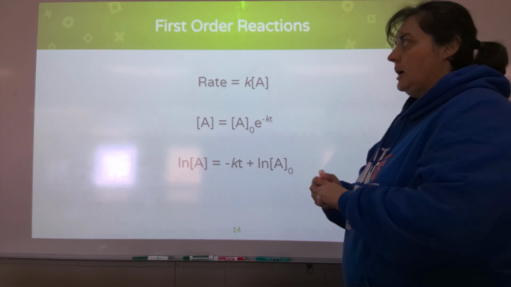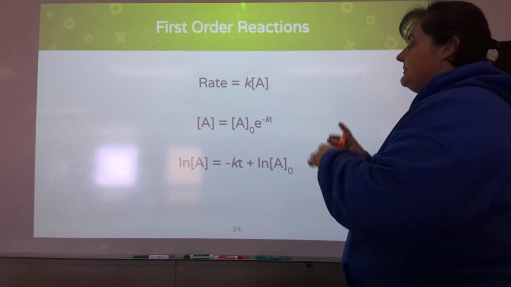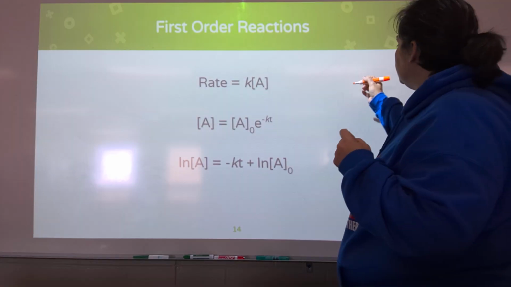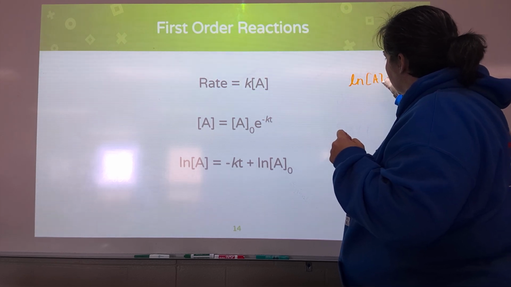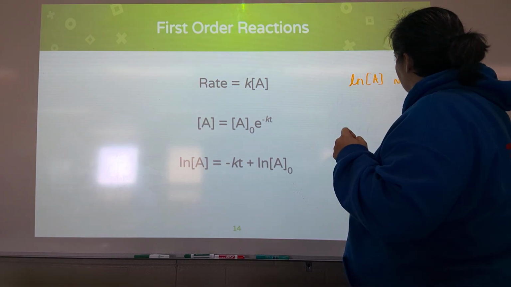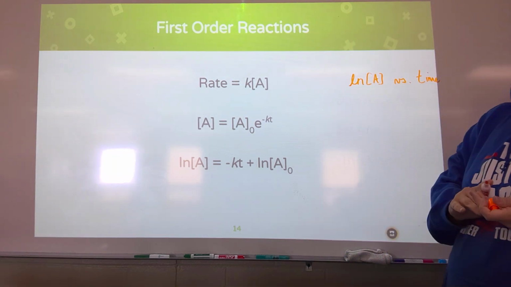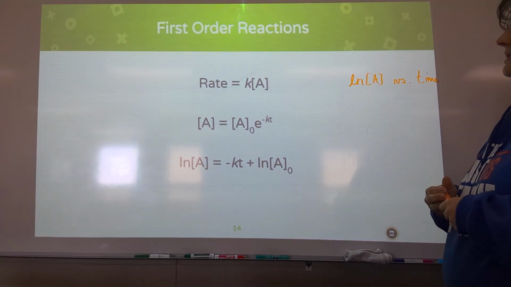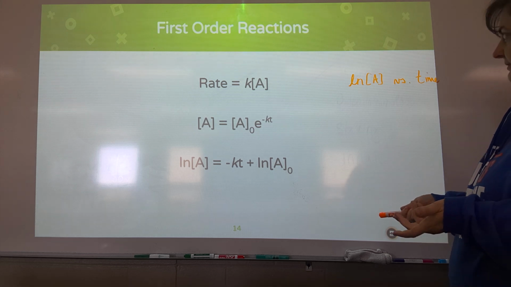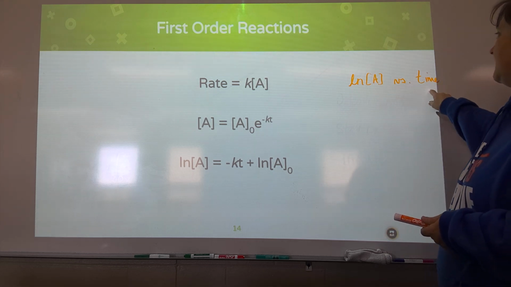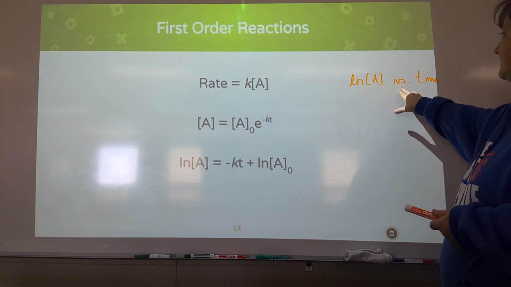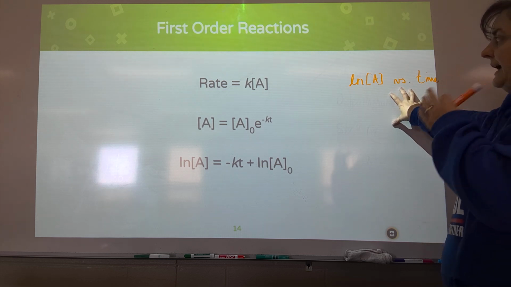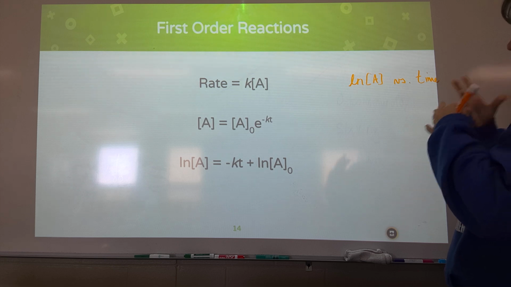So in order for a reaction to be a first order reaction, we would graph the natural log of A versus time. If this graph gives us a line, then that is the reaction order for A. If it does not give us a line, then our reaction is not first order in A. And when we say the natural log of A versus time, we always read it as this is on the vertical axis versus this is on the horizontal axis. And so if this gives us a line, then we know that the reaction is first order in the concentration of A.